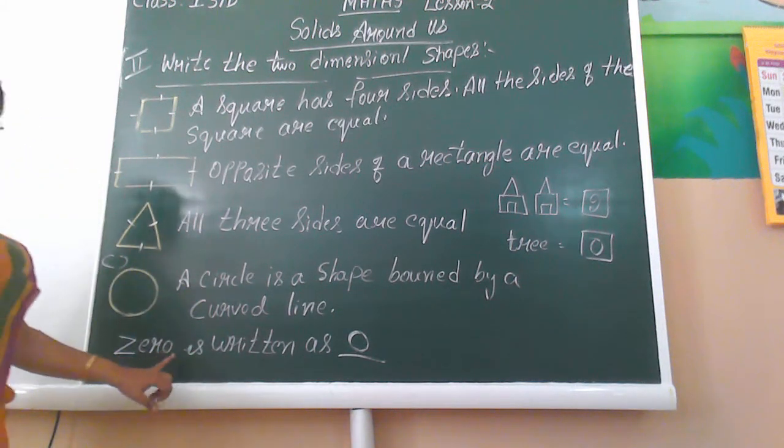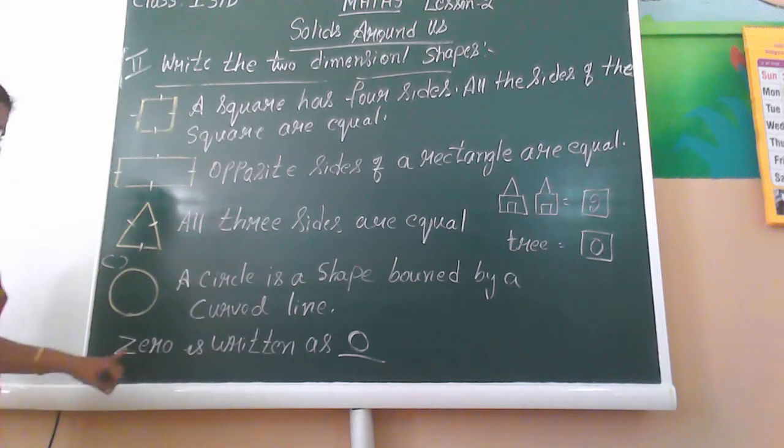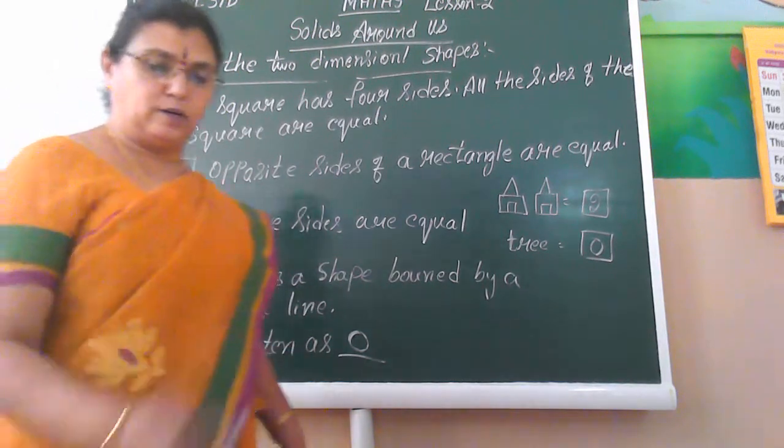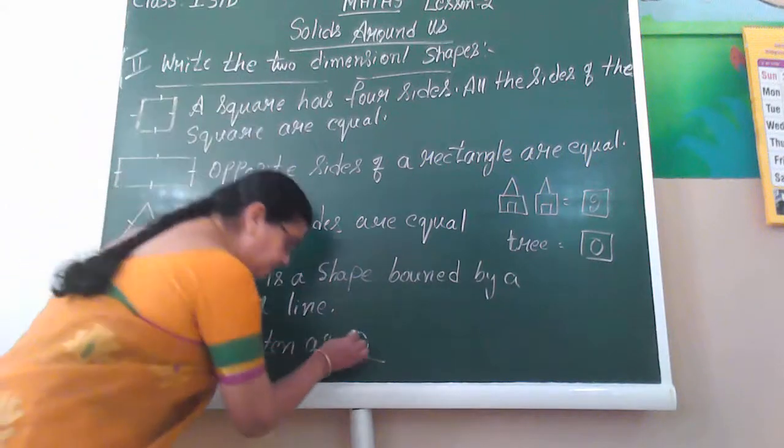In the next class regarding 0, I will give a few examples. 0 is written as, what is this? 0 only.